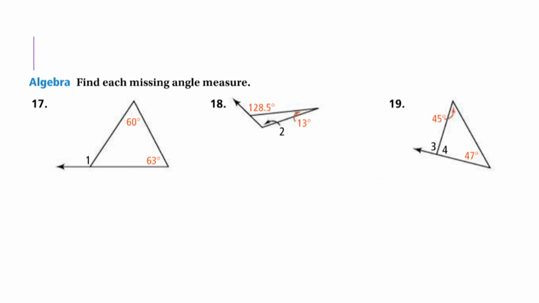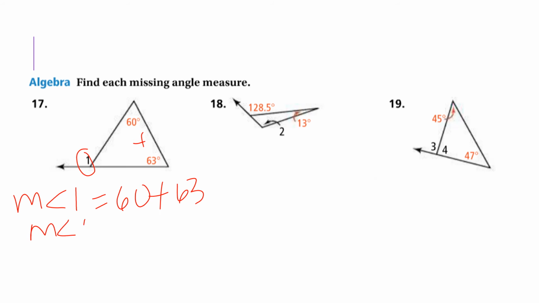Okay, so then using the theorem that we just learned, we can figure out the missing angle measures. So angle 1 is my exterior angle, so that means it should be 60 plus 63 to get my answer there, because my angle 1 is the exterior angle, and my remote interior angles should add up to that exterior angle. So the measure of angle 1 is 123 degrees.